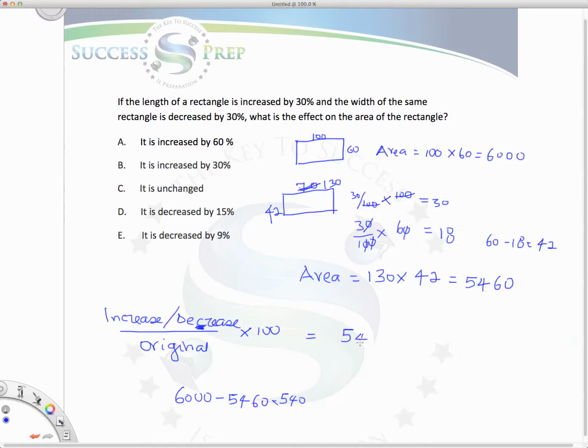So I'm going to say 540 divided by your original number. You were starting from 6,000. And I'm going to multiply that by 100. So I'm calculating the percentage decrease. So I can lose 2 zeros here. Those cancel out. I can lose 1 zero here. 54 divided by 6 is equal to 9. So what you have is a 9% decrease. And that would give you option E.